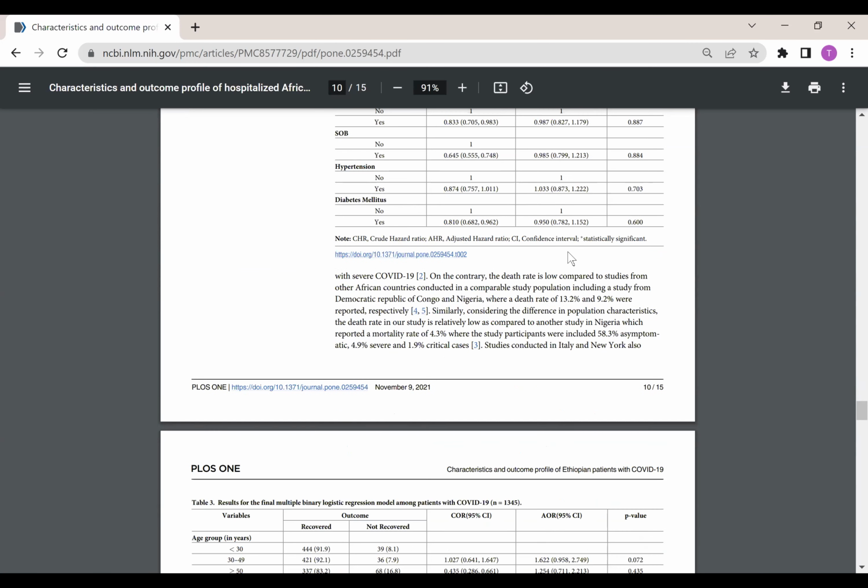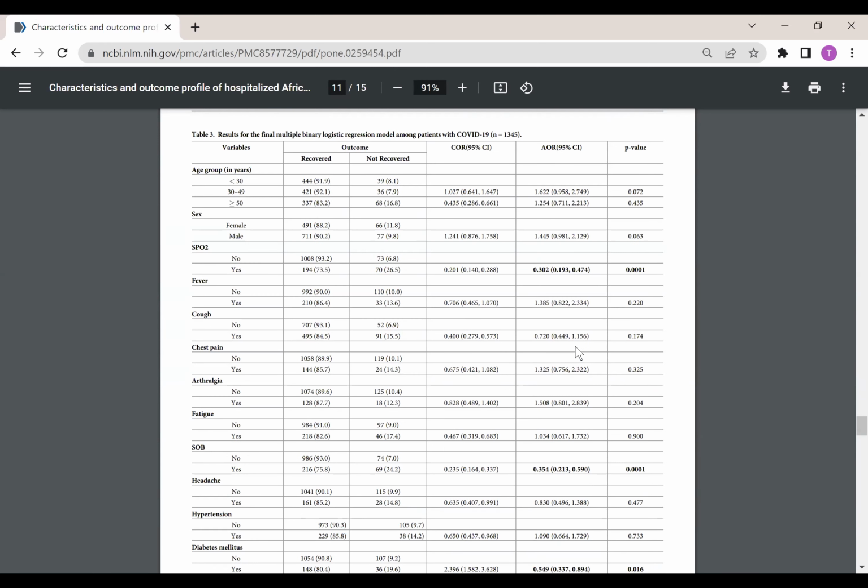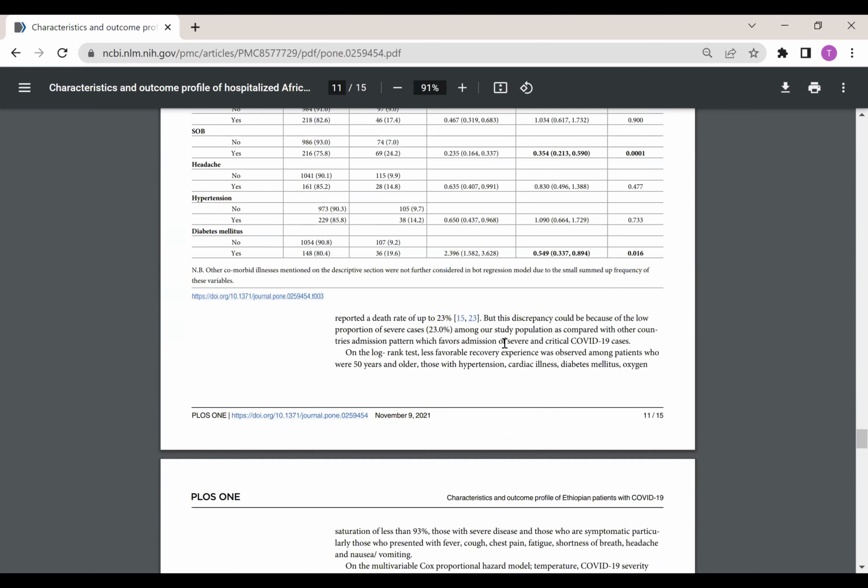And on the contrary, when we compare it with other studies, for example, in New York and other US countries, their death rate was very high, up to 23%, and others. But their admission pattern was geared towards admitting severe and critical patients. But in our setup, even mild, moderate, even asymptomatic patients were admitted. So before saying that our death rate is lower, we have to explain that what we have studied is mostly mild and moderate cases, with up to a quarter of them having severe disease. But in other setups, 100% of them were severe and critical.